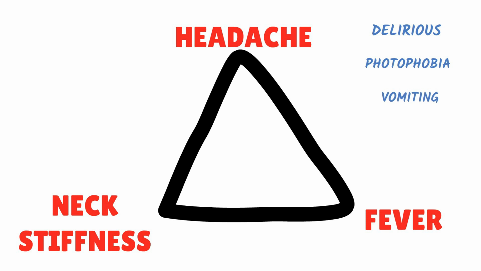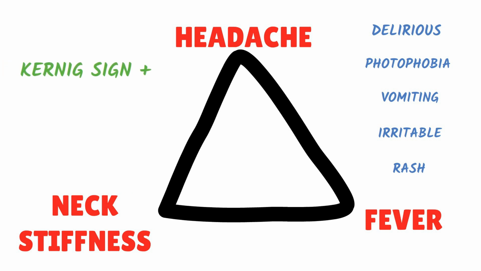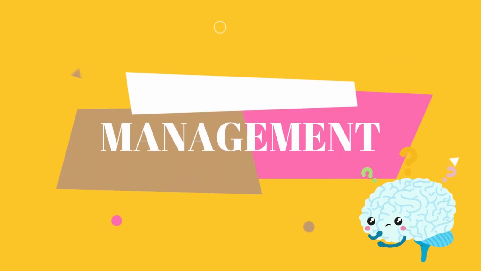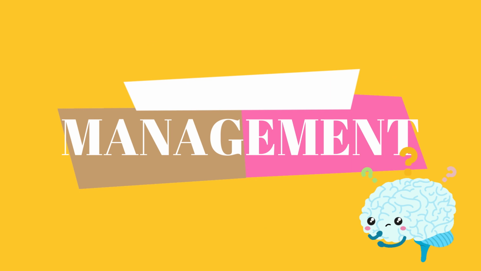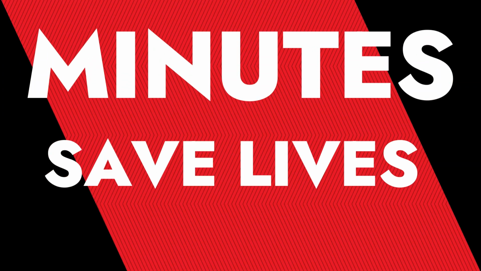And the patient is irritable and often prefers to lie still. They can also have a non-blanching petechial rash, especially in meningococcal meningitis. We can also see signs like neck stiffness, a positive Kernig sign, and positive Brudzinski sign. When it comes to management, we always have to remember that minutes save lives.